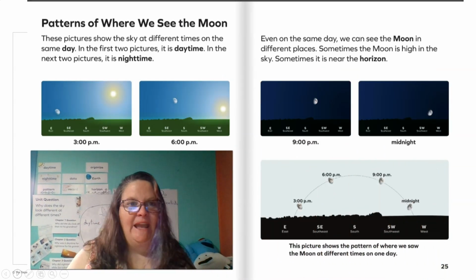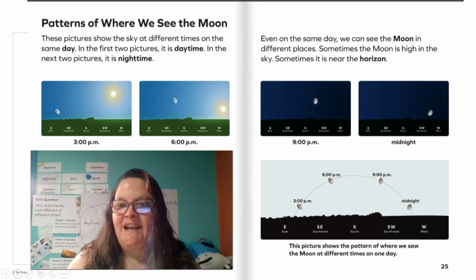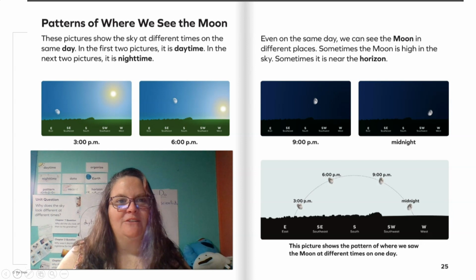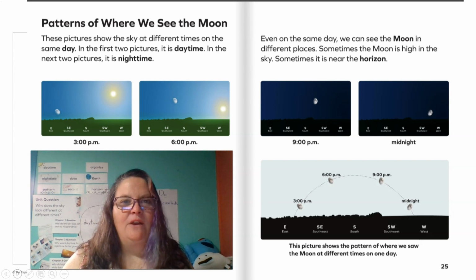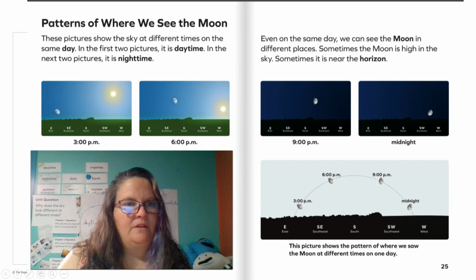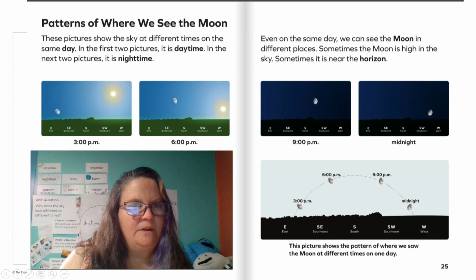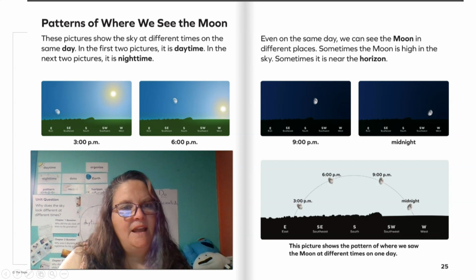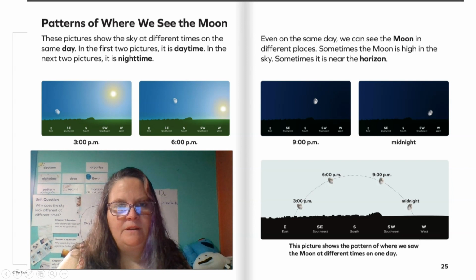Okay, here we are on page 22. Let's go ahead and read and look at these diagrams and see what we can learn. Patterns of where we see the moon. These pictures show the sky at different times on the same day. In the first two pictures, it's daytime. In the next two pictures, it's nighttime. So let's see, here are the daytime pictures. There's the, what is that? Is that the moon? And that's the sun. It's 3 p.m. Here's the moon and the sun, and it's 6 p.m.